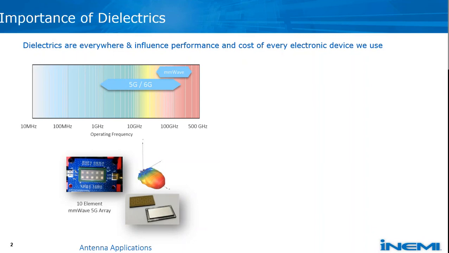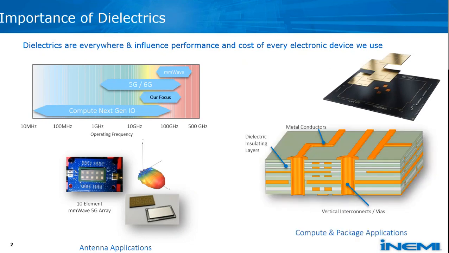But if you look at this frequency range, this is a huge frequency range, and it really overlaps pretty nicely with compute and next generation I/O for CPU applications. So when you think about millimeter wave and you go down this path of, okay, that must be radio and 5G, 6G, it really is much, much more than that. And the importance of the dielectrics are not just for radio applications.